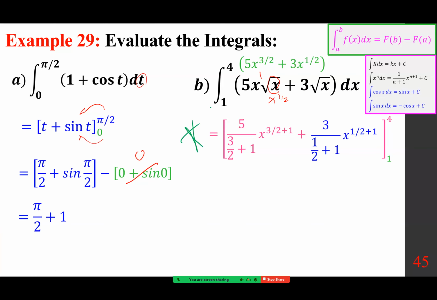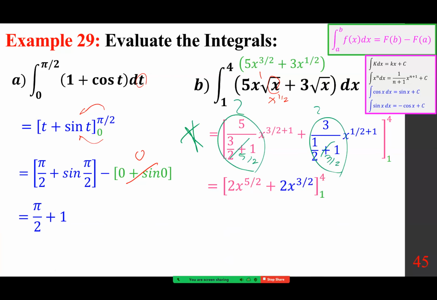Now let's do algebra. We plug in 4, 1, and so forth. And as you can see, this is 5/2. So this is 2, 3/2. This is also 2. Plug in 4, evaluate it, minus, plug in 1, evaluate it.